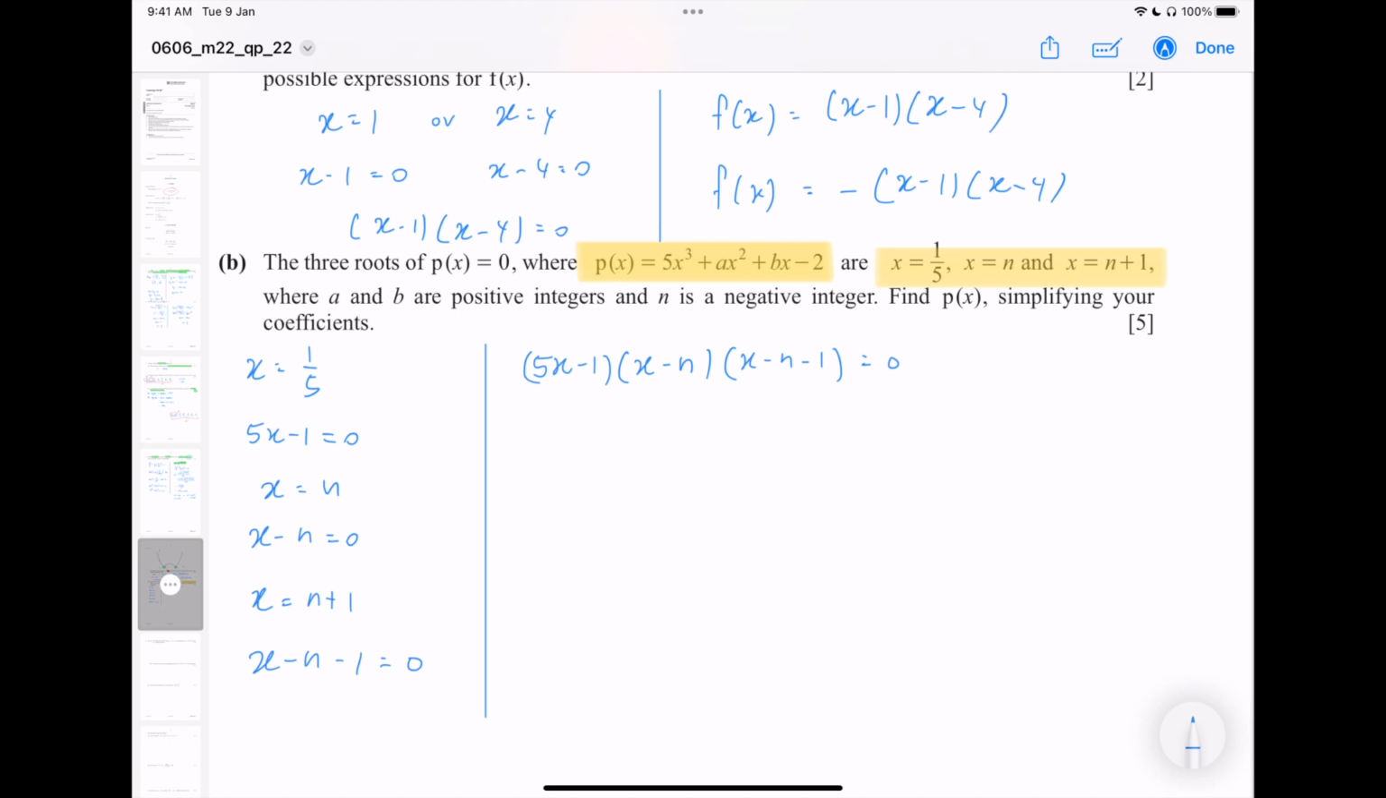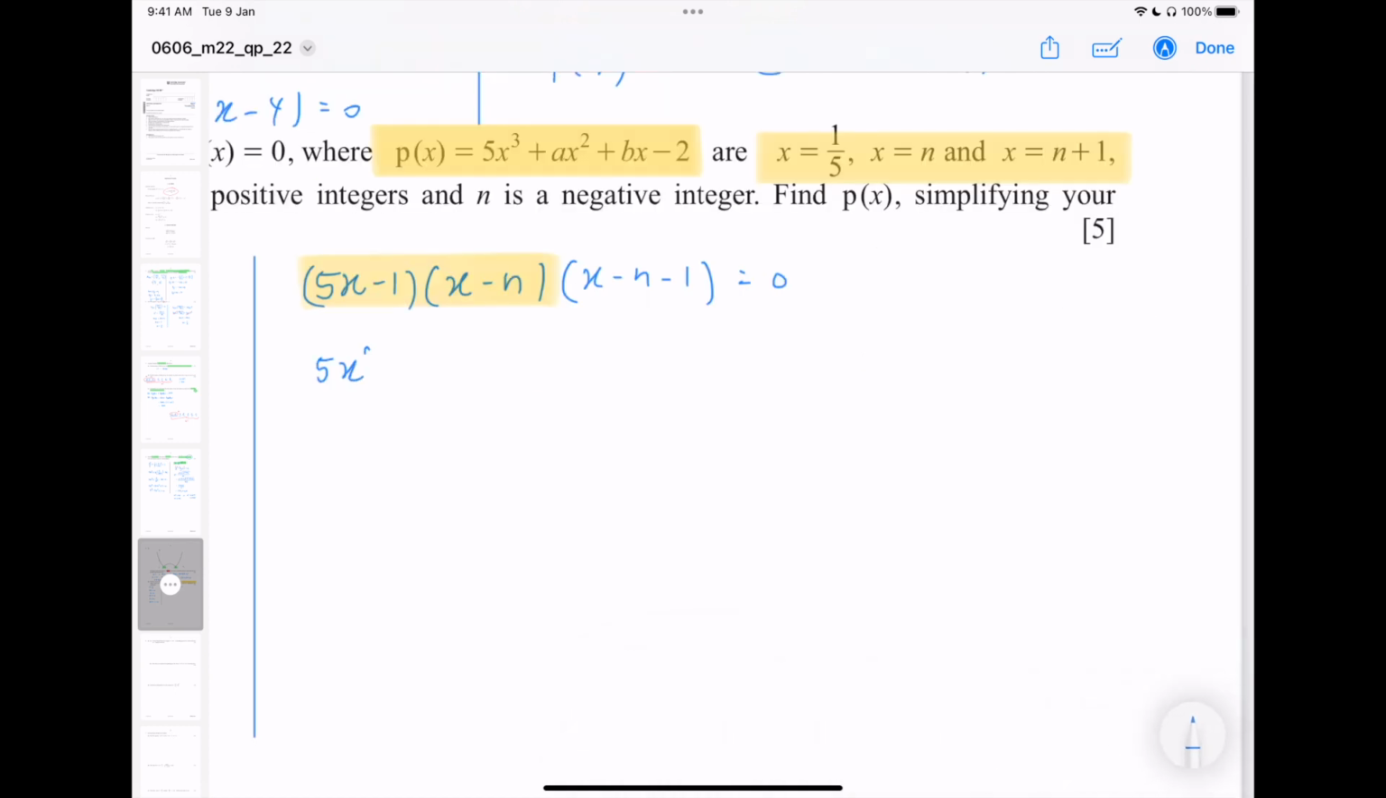Alright, let's multiply. It looks like it'll be a very, very long working. I'm just going to start with these two. 5x squared minus 5nx plus, minus x, nx minus x plus n. And then now you've got to times this with x minus n minus 1. Okay, let's begin. This is going to be very long.